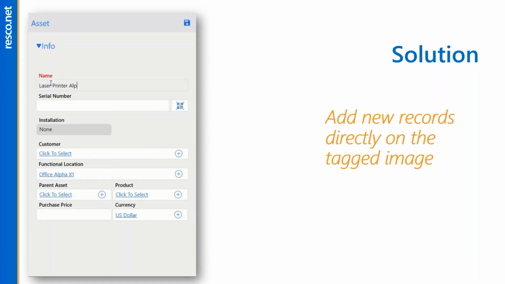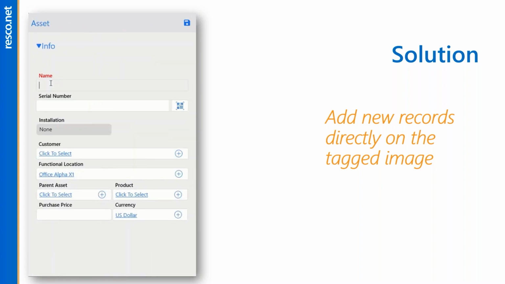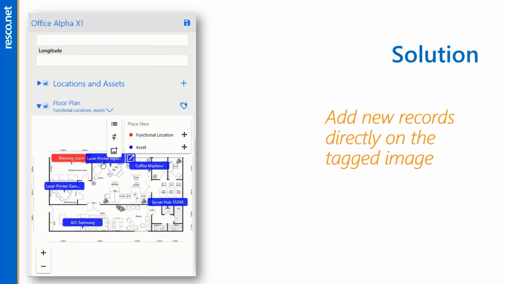Another addition to the floor plan is that, as you can see, as a technician, I can really easily add any new record directly from the tagged image by just dragging and dropping whatever I would like to add there, and it will show me the new form, where, for example, in this case is an asset form. I will just write the new asset, some information, and just save it. So it's really easy for technicians, for example, to install the new asset.